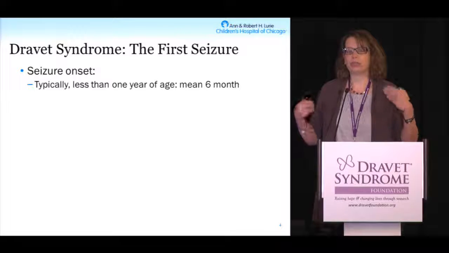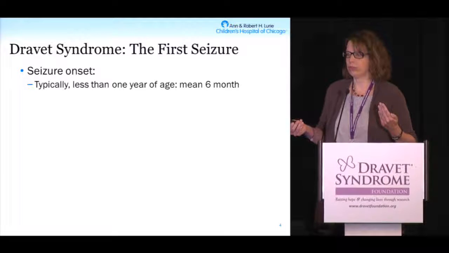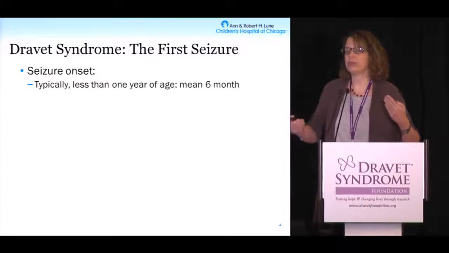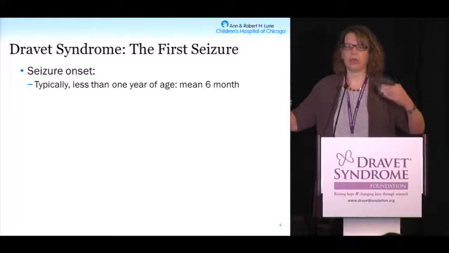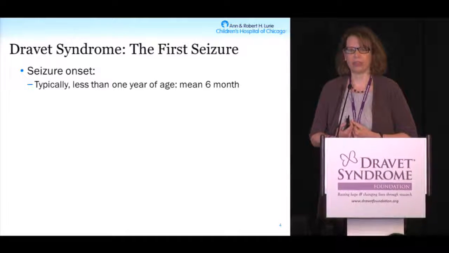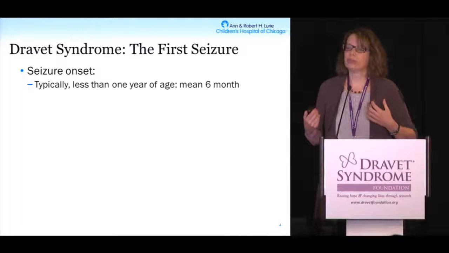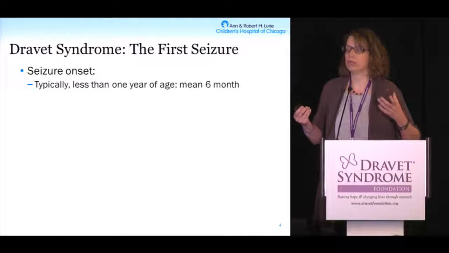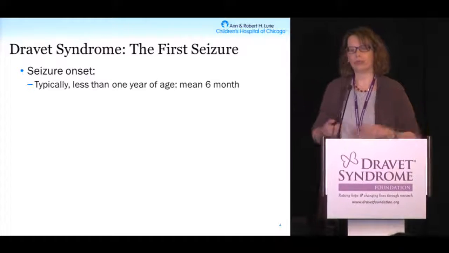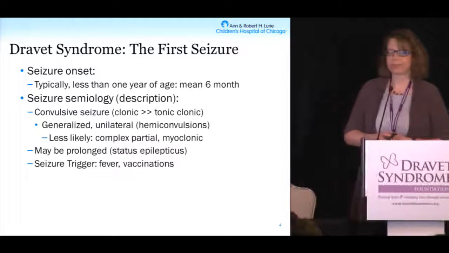So while most patients will typically have their first seizure in the first 12 months of life, most physicians will allow a little expansion of that if all the other criteria of the diagnosis are consistent with Dravet syndrome. So you might have had your first seizure at 13 months of age, 14 months, 15 months. It's hard to know exactly where that cutoff would be. But certainly, typically, most seizures begin in the first year of life.